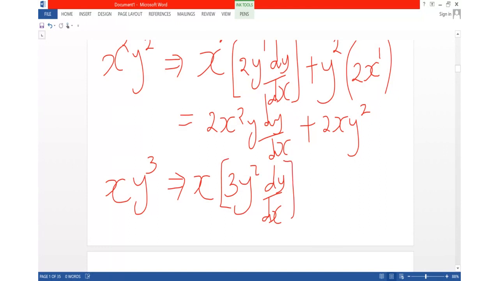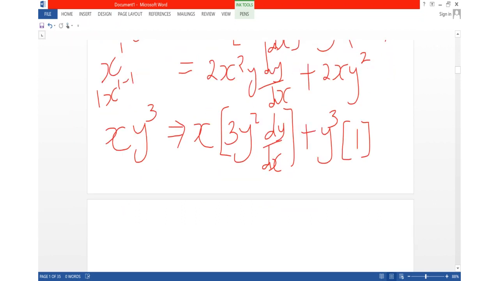Now our x was a constant. Now y to power 3 will become my constant. Then I differentiate the x. When you differentiate x, x is raised to power 1. The power will come down, reduce the power by 1, so you'll always end up with number 1. So here the final answer will be 3xy squared dy dx, and then plus y to power 3.